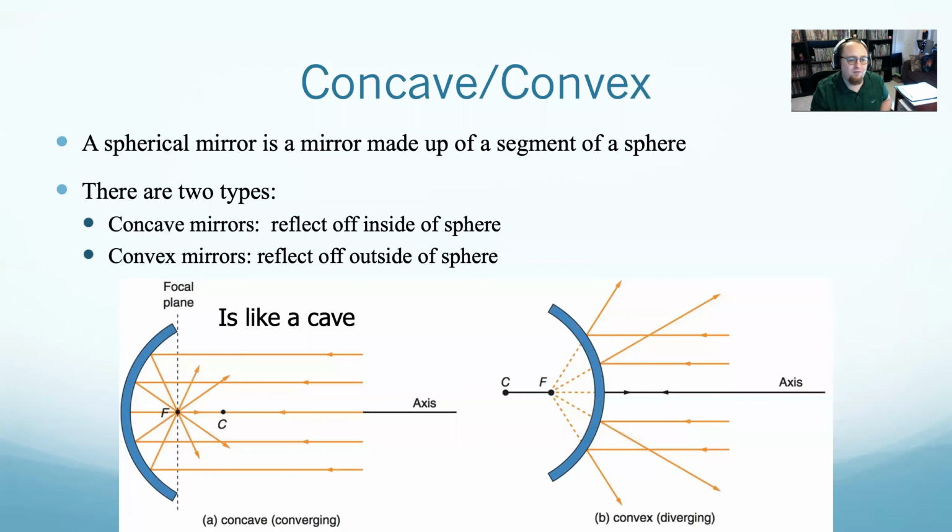So for parallel light, a concave or converging mirror focuses the light to the focal point. A diverging or convex mirror sends all the light away from that focal point.